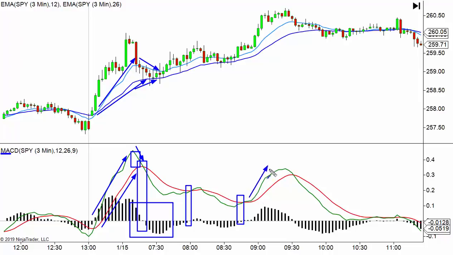When one is moving up faster than the other, the histogram will move up. Sometimes you'll see that this can be moving up and this can be moving up, but if this one's not moving up as fast, the histogram will actually go down. Why? Because the distance between these two lines is getting narrower. And then when they start getting further apart again, going to the downside, the histogram will go down.